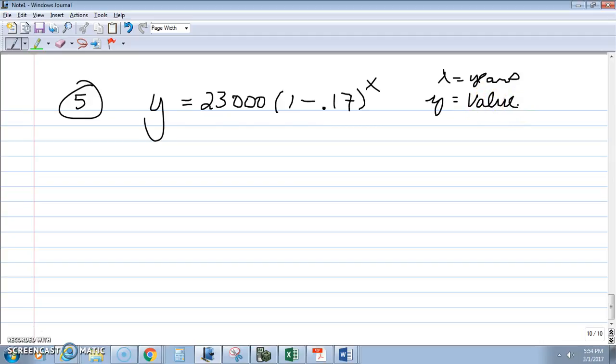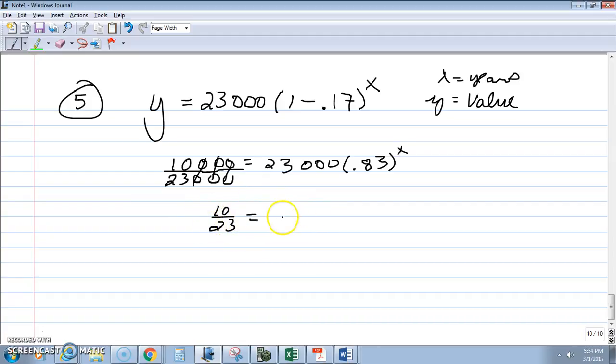So it wants to know when Y is $10,000. How many years will that be, right? 10,000 equals 23,000 times 1 minus 0.17, which is 0.83. So first things first, divide both sides by 23,000. So 10 divided by 23 equals 0.83 to the power of x.